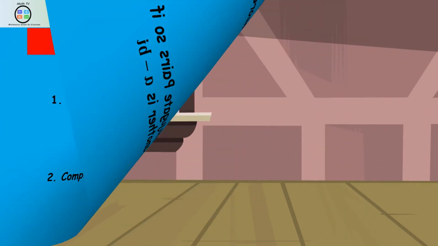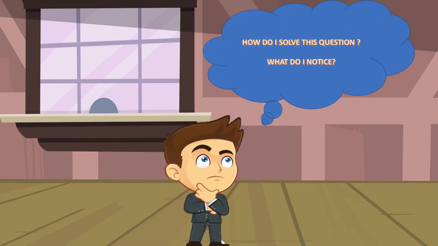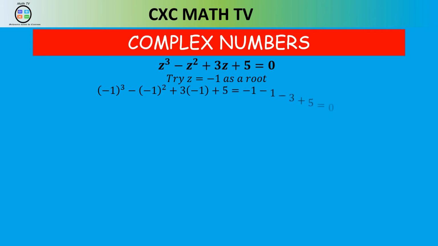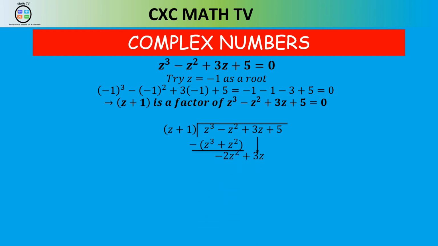So then you might ask yourself, how do I go ahead and solve this question? What do I notice? Now, let's have a look at the question. If you substitute z equal to minus 1 as a root, so minus 1 cubed minus minus 1 squared plus 3 times minus 1 plus 5, plug all that in your calculator, you get 0. By the factor theorem, z plus 1 is then known to be a factor. Since z plus 1 is a factor, we go ahead and do our polynomial division. So we divide that cubic function by z plus 1.